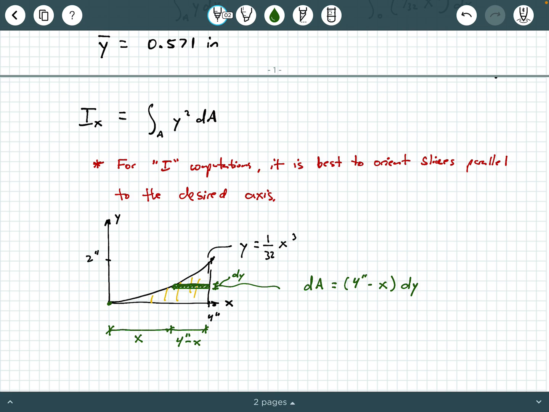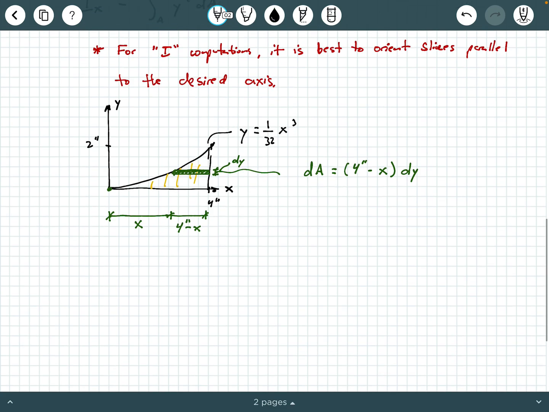So maybe take a second, pause, look at some extra problems in the textbook in chapter 10, and make sure your confidence in what we're doing here is up to par, okay? So this is dA. Now we can more completely write this I sub x formulation as the integral over an area of y squared, and then dA is 4 inches minus x dy. Now if you notice, we're taking the integral with respect to a differential height dy. So what do we need to do? Well, we need to rewrite this x value as a y variable, okay?